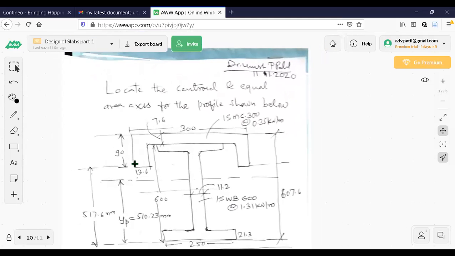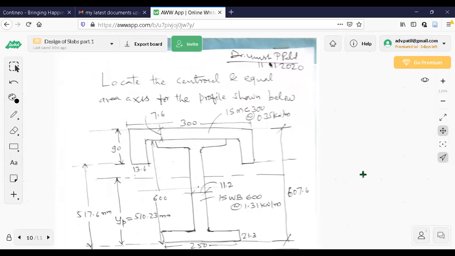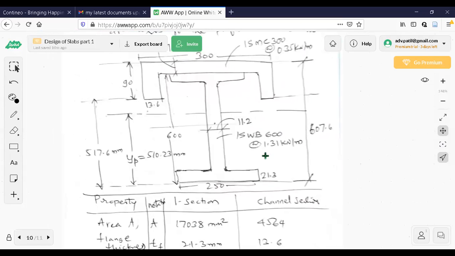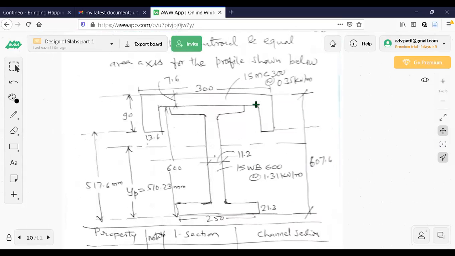I'll take this profile. This profile is like this. I'll try to tell you what is this profile first. You don't worry about the problem and all. The problem comes later. This is just a part of the solution. Observe this one here.